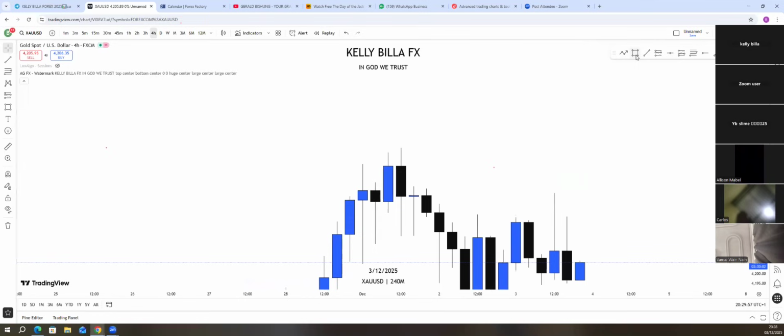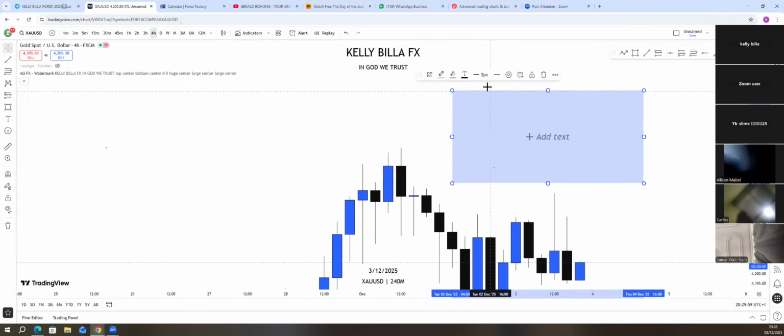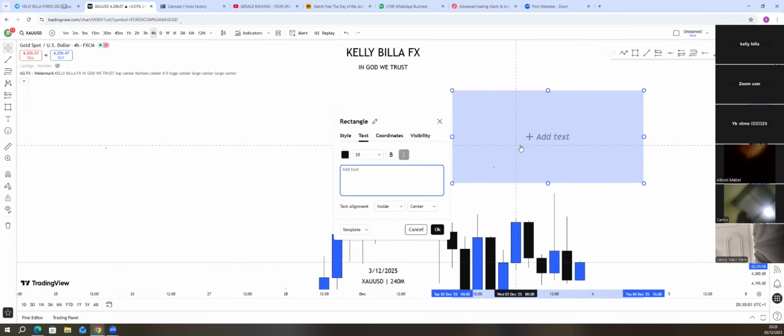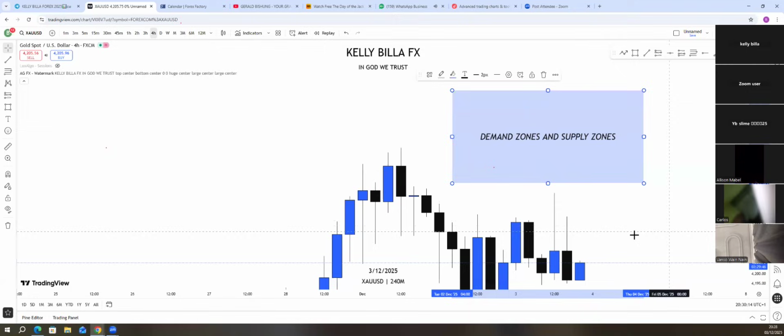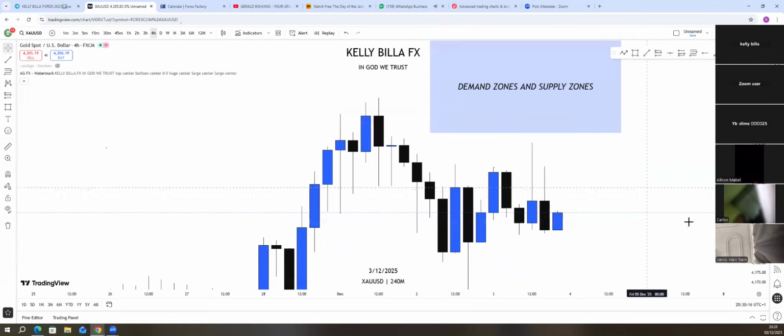Now, the next thing which you're going to learn under supply and demand is demand zones and supply zones. What are demand and supply zones? Demand and supply zones are areas where you see supply enter and you see demand enter.